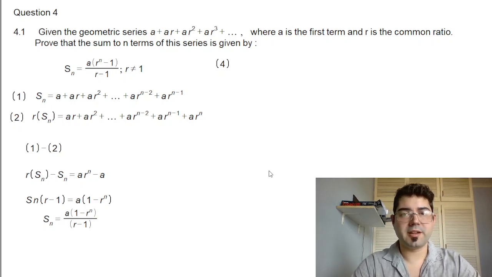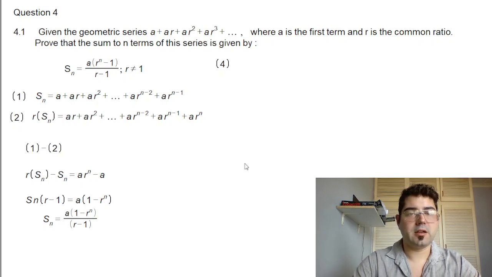Hi guys, welcome back to the KZN 2022 Paper 1 trial, and we are on question 4. This question starts off with the proof of the geometric series. I went ahead and worked through that already because it takes a little while to set it out.